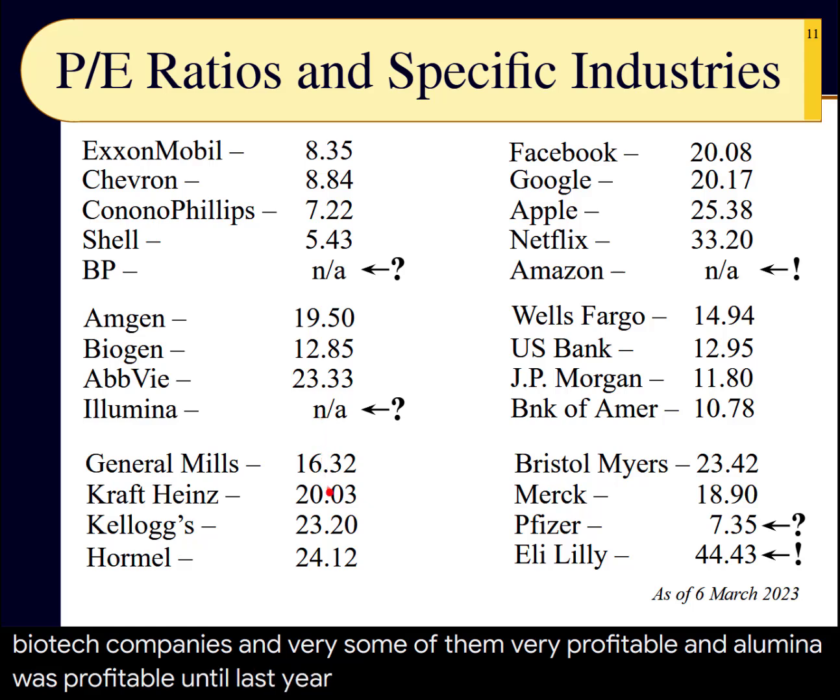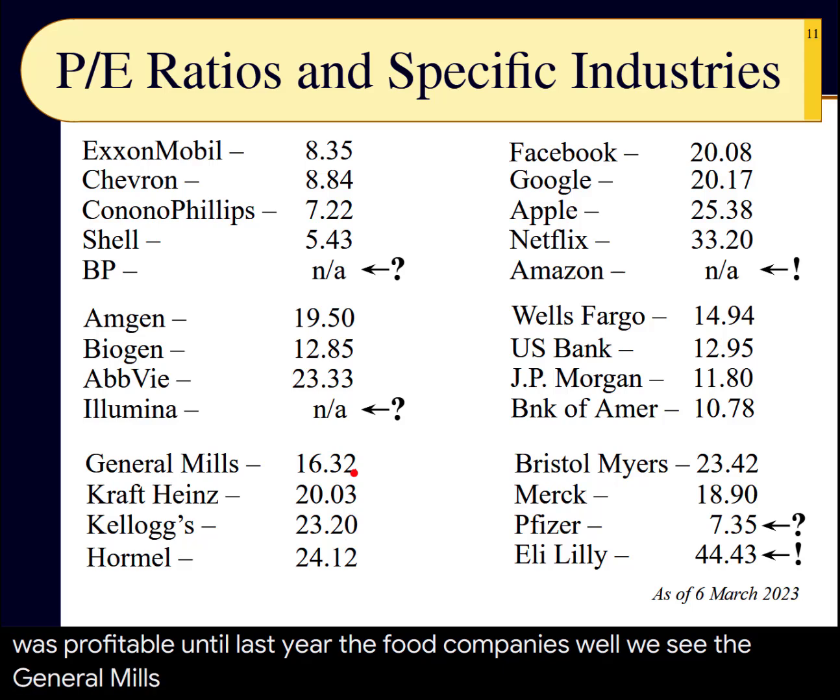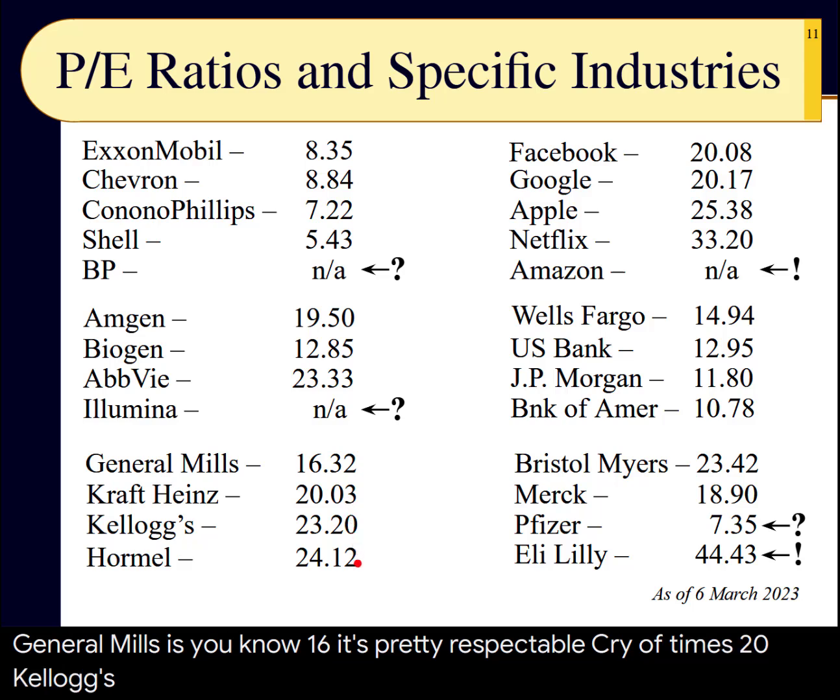The food companies, well, we see that General Mills is 16. That's pretty respectable. Kraft Heinz 20, Kellogg's 23, Hormel, they make Spam, 24.